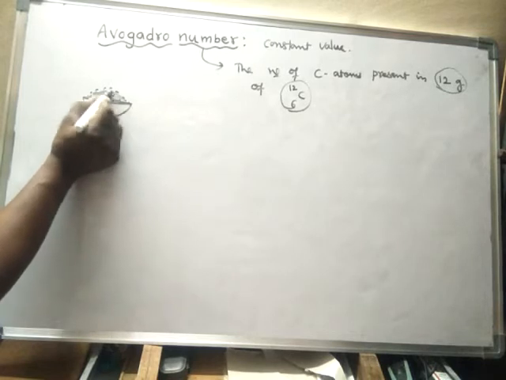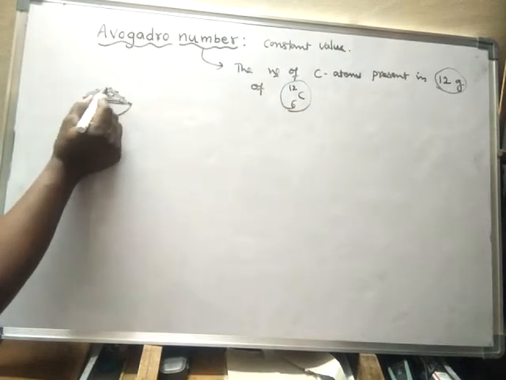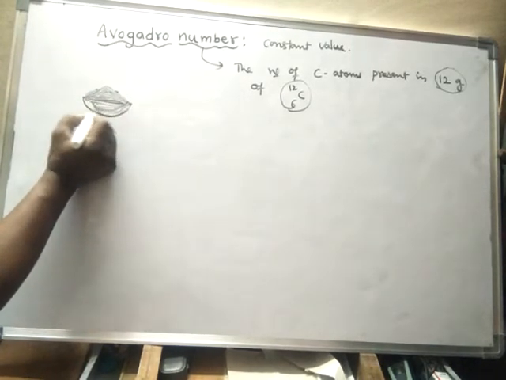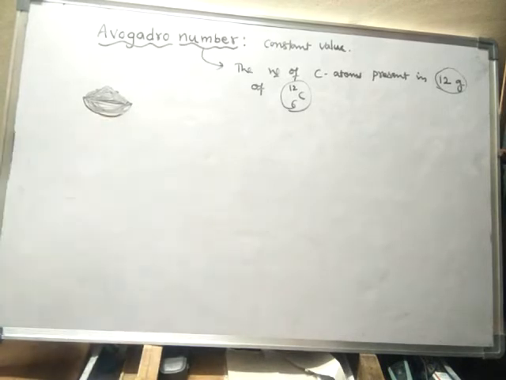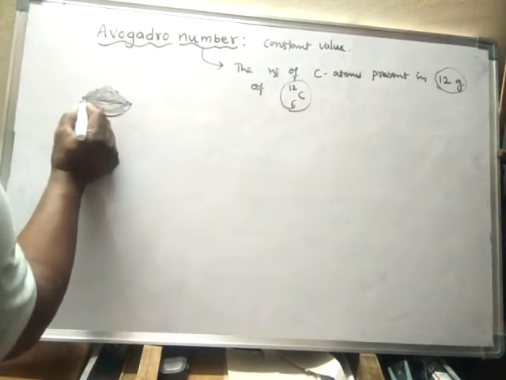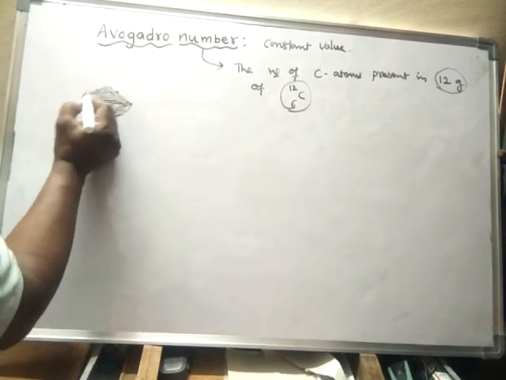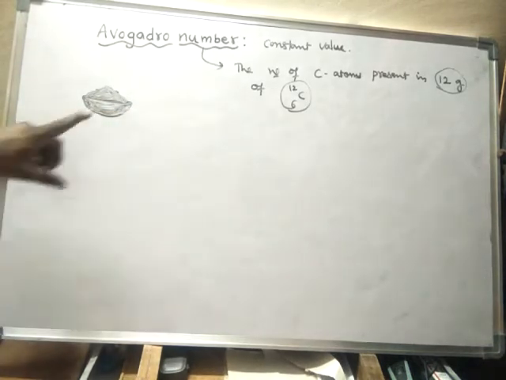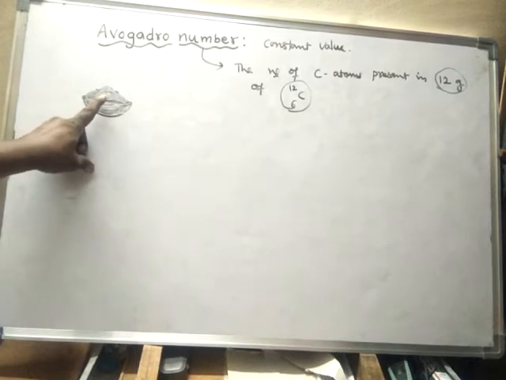So what is this one? It is kept in the form of a heap. Inside this, all this is carbon only. So carbon powder. This carbon powder is taken in a China dish. So now this carbon powder contains some millions of carbon atoms.